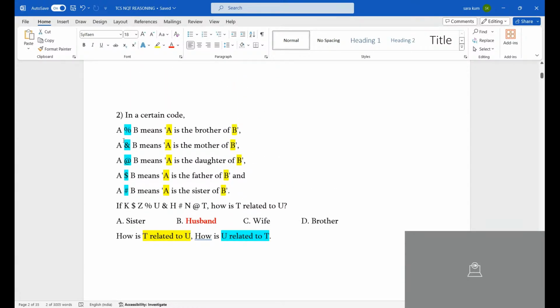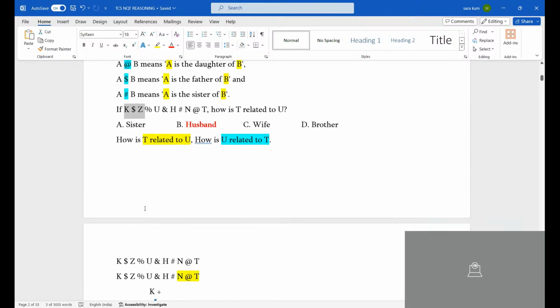Make sure that first of all, every symbol will be defined a meaning. So here, A percentage B means A is the mother of B. Then A is the mother of B. A is the daughter of B. So all these relationships, all these symbols have meaning here. This is the relationship given. You use this like an expression. Use this one symbol at a time.